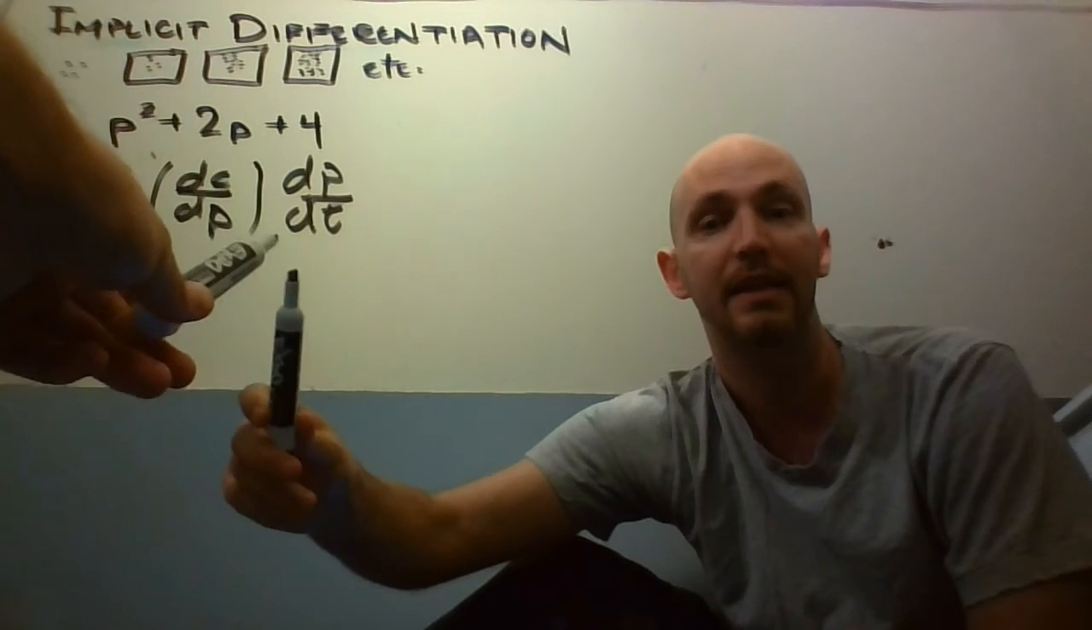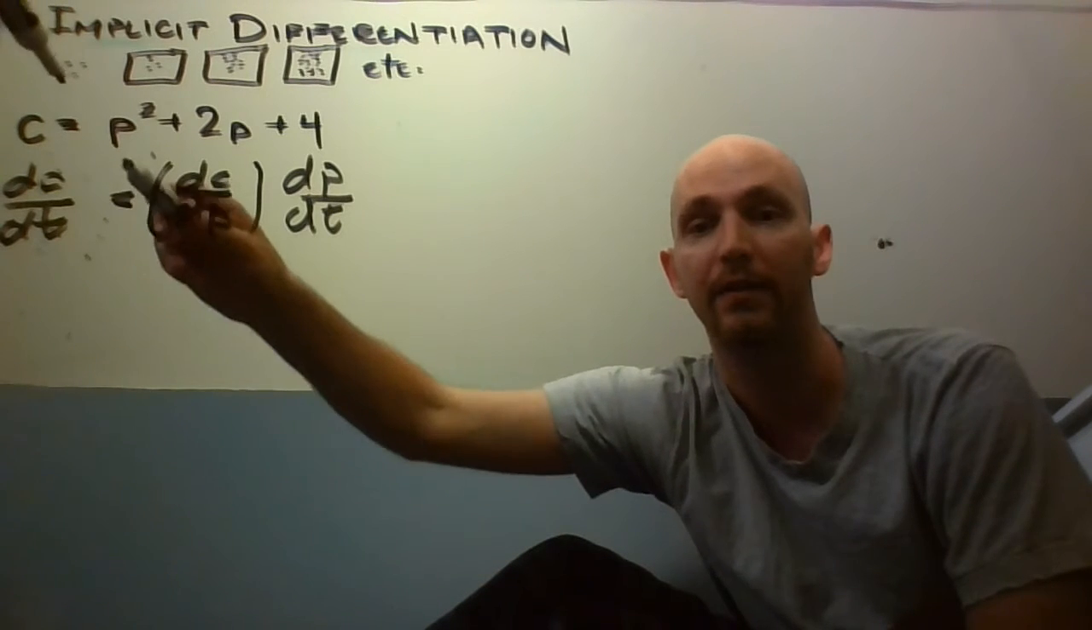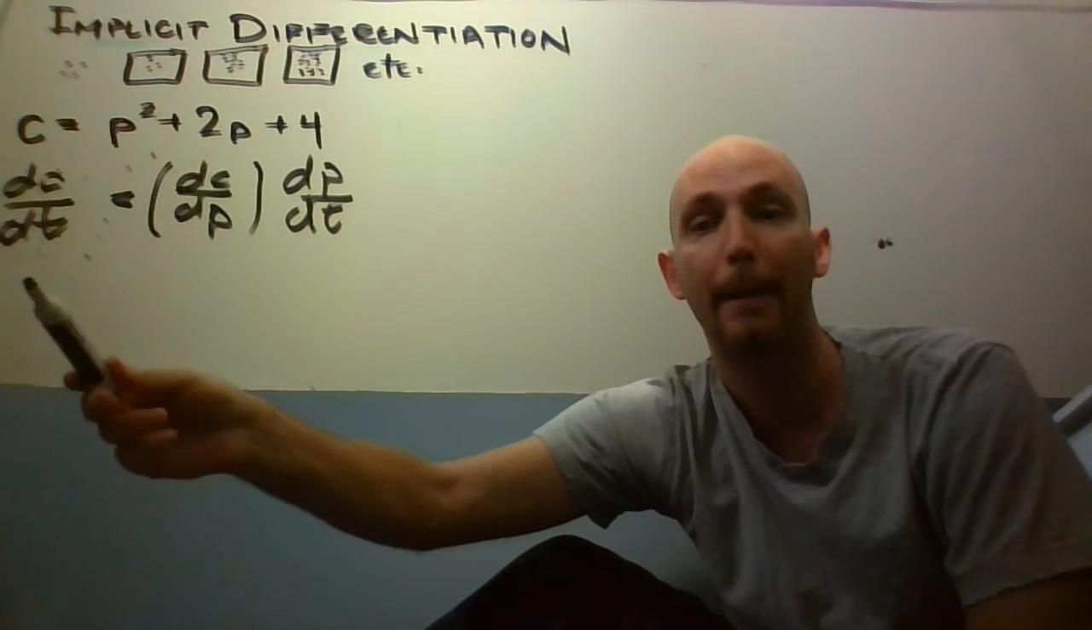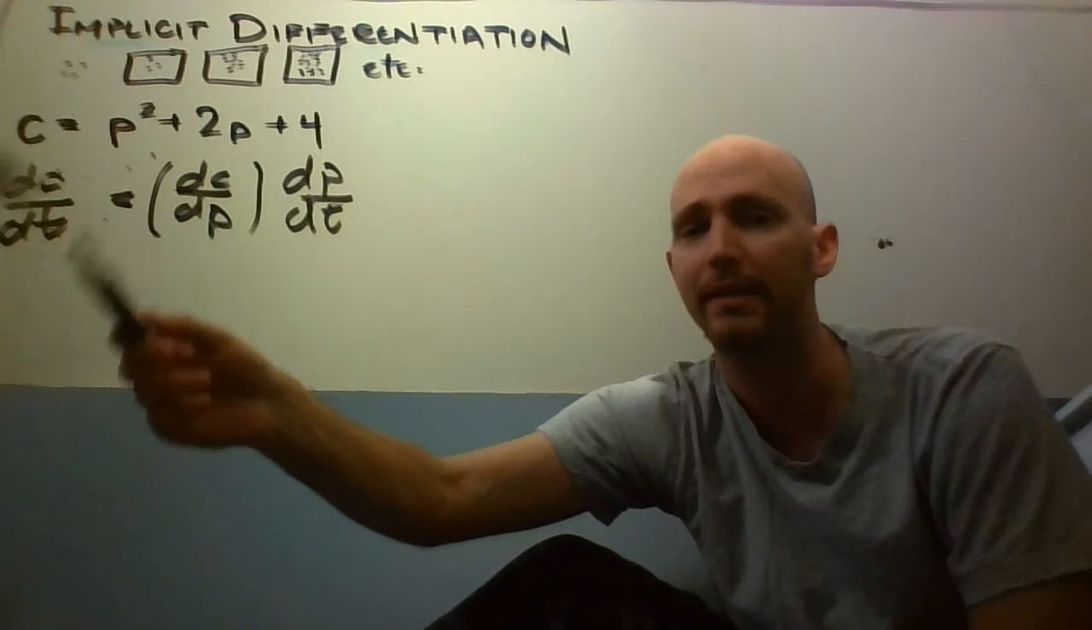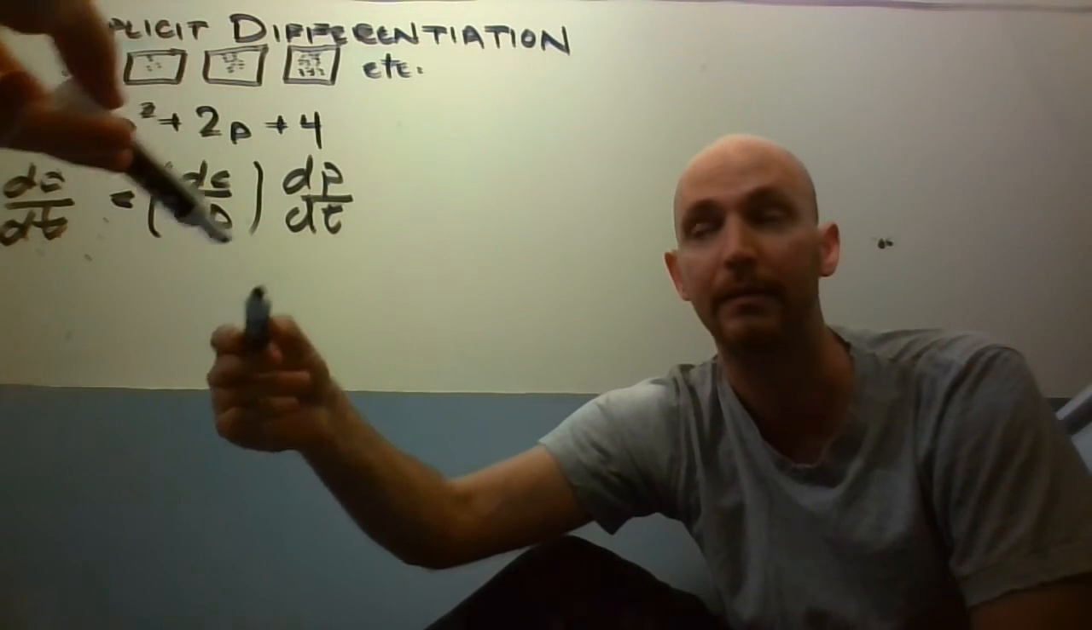And then this is the correction term, because I was trying to take the derivative of a function with p as the variable by t. And p is not t, so I need the correction factor at the back. And that's really all that is.